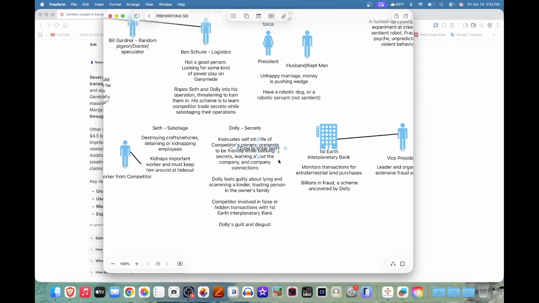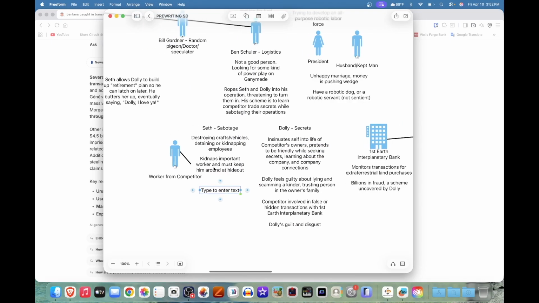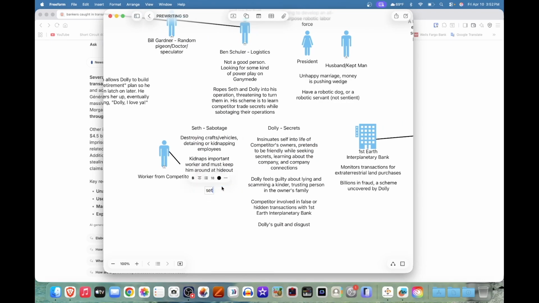Now, while Dolly's going through this emotional turmoil, Seth's having a grand old time. Seth has no problem with blowing things up. He likes it. He has no problem with violence. He has no problem with intimidation. Dolly is a little more risk averse.